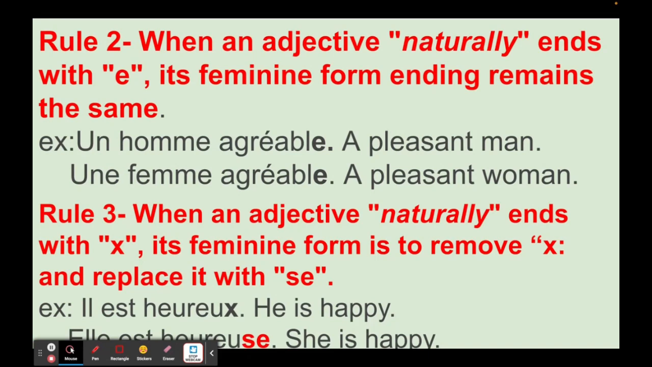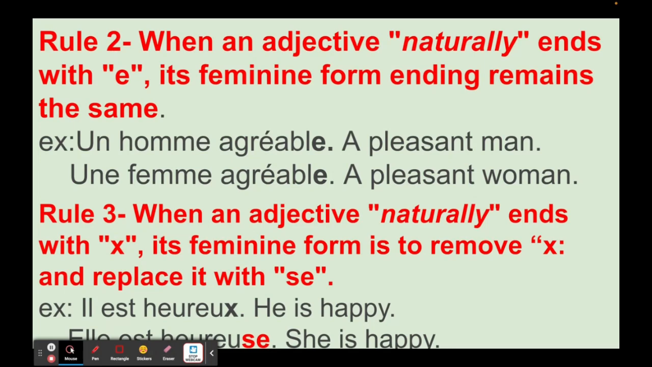Here you go, rule number two. The first one we said, most of them, we add an e at the end. When it comes to rule number two, when an adjective naturally ends with an e, we do not change the feminine form. It means that we keep that e. Remember, the natural form of an adjective is the masculine form. So if the masculine form ends with an e, we don't change it. We keep the e. We're not going to add another e. And here's an example: un homme agréable, which is a pleasant man.